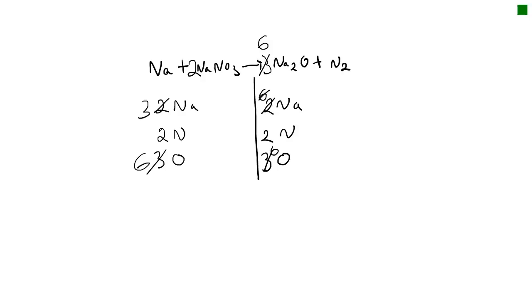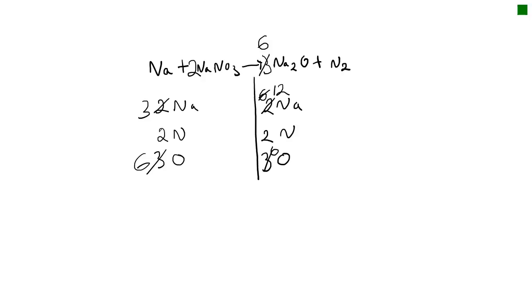Well, my sodiums are unbalanced. 6 as a coefficient times a subscript of 2 gives 12 sodiums, right? So now I'm really unbalanced here. I'm at 12, 2, 3 here. What's nice about leaving the metals for last, and something that's on its own for last, is you can always change it easily to balance it out.